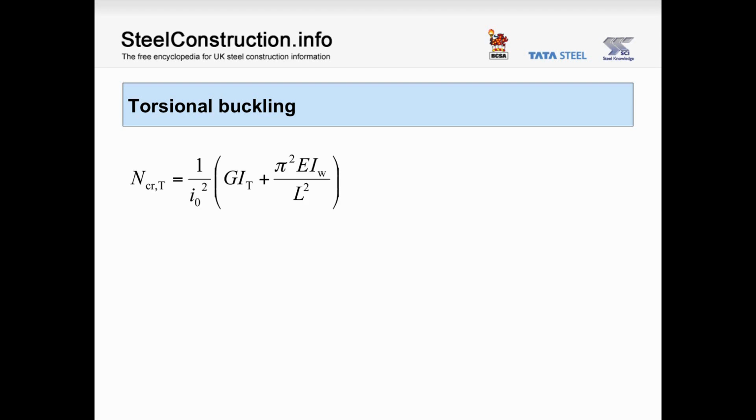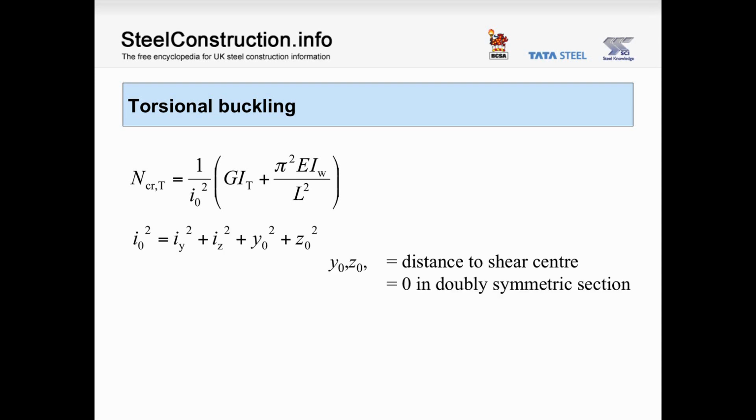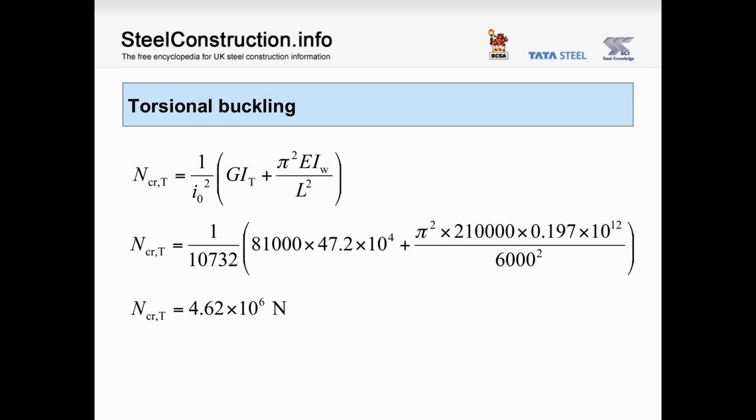Moving on then to torsional buckling. The elastic critical buckling load for torsional buckling looks complicated, but most of these terms are just section properties. I0 squared is the sum of the squares of the radius of gyrations about the major and minor axes. Y0 and Z0 in a doubly symmetric section are both 0. So I0 squared, we've seen these values of 89.6 and 52 before, so I0 squared is 10732 square millimeters.